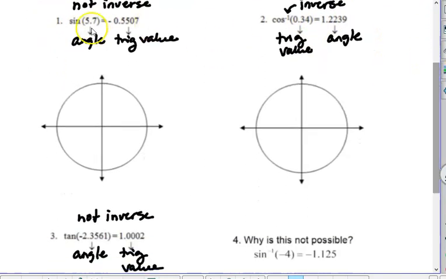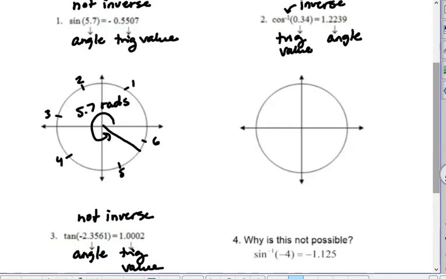So 5.7 radians, we need to think about every radian angle cuts one radius length. So one radian angle would cut one radius length, so that would be about right there. 2 radian angles would end up right about here. 3 here, 4, 5, and 6. So 5.7 radians is about right here. So the first thing I want you to do is label the angle.